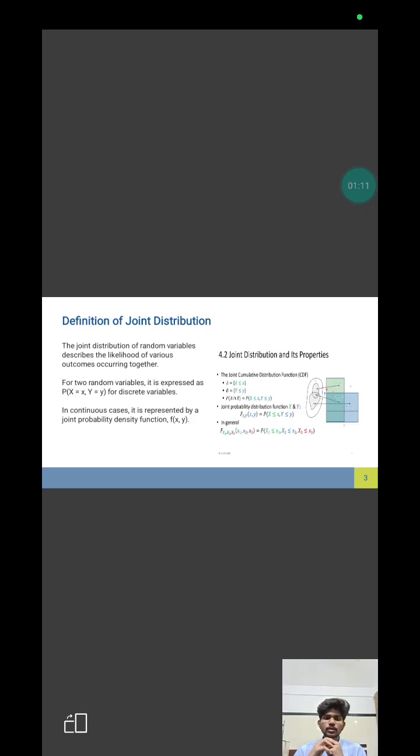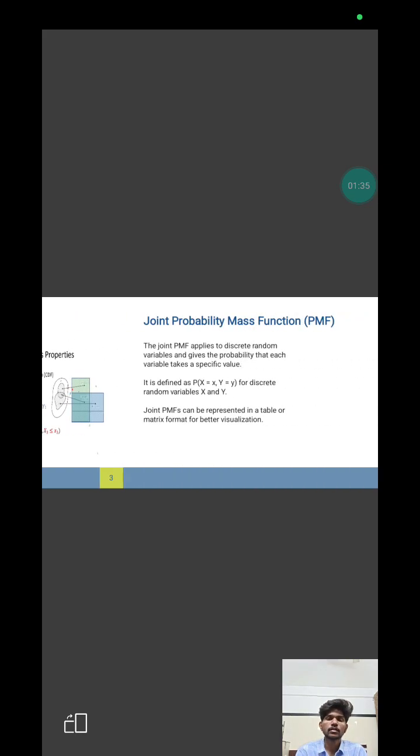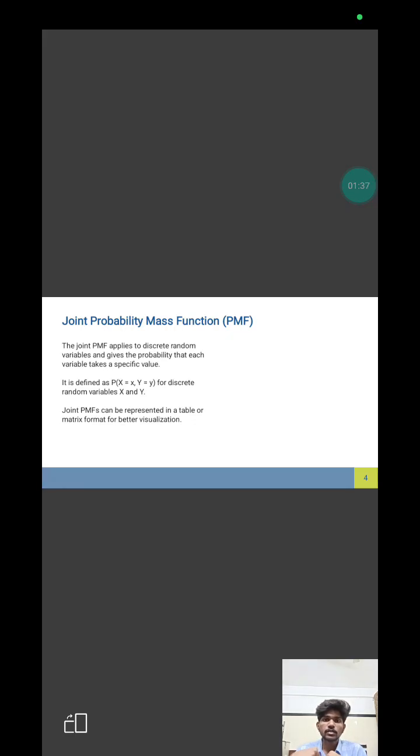Definition of a joint distribution. The joint distribution of random variables describes the likelihood of variable outcomes occurring together. For two random variables, it is expressed as P(X = x, Y = y) for discrete random variables. In continuous cases, it is represented by the joint probability density function.